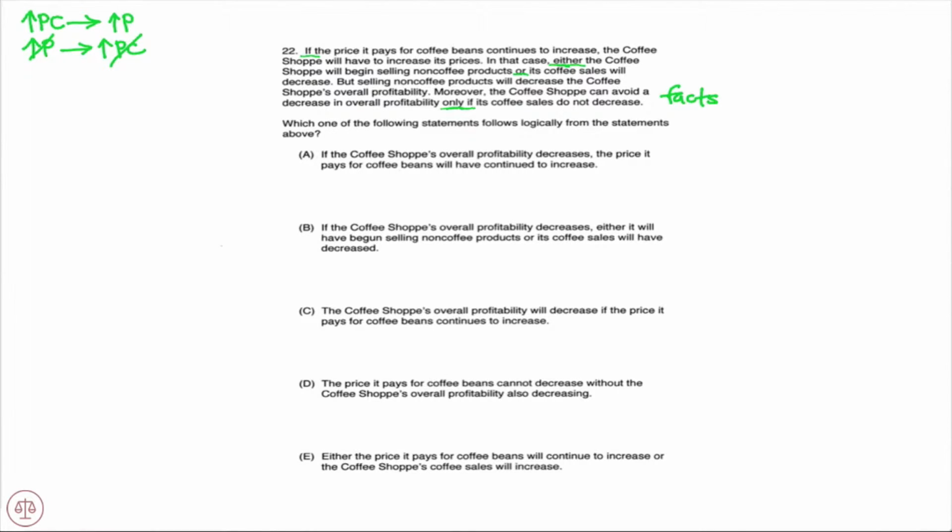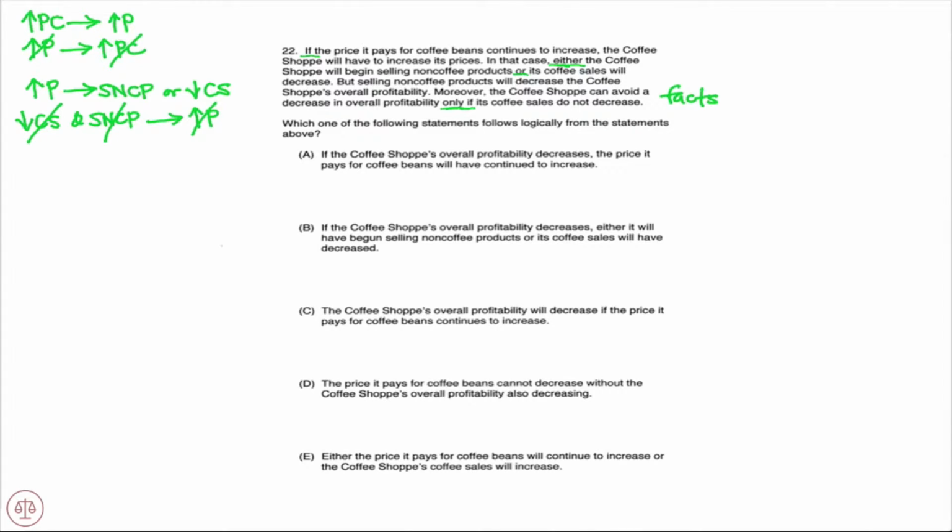The next sentence tells us, in that case, either the coffee shop will begin selling non-coffee products or its coffee sales will decrease. Well, in what case? Well, the case that it has to increase its prices. So in the case where it increases its prices, it's either going to begin selling non-coffee products or coffee sales will decrease. The contrapositive there, if it does not see a drop in its coffee sales and it does not start selling non-coffee products, then it will not increase its prices.